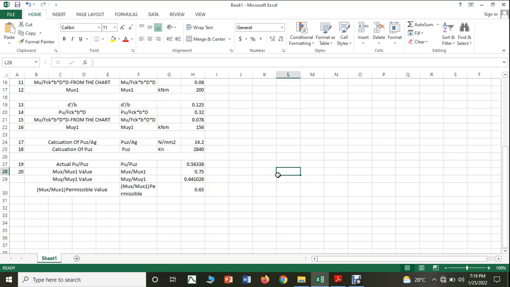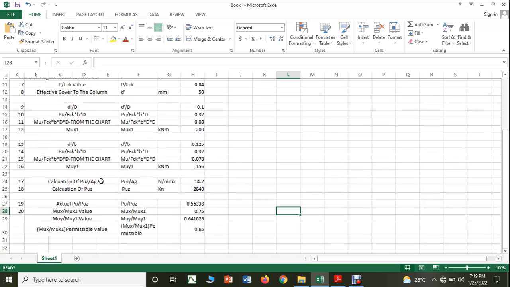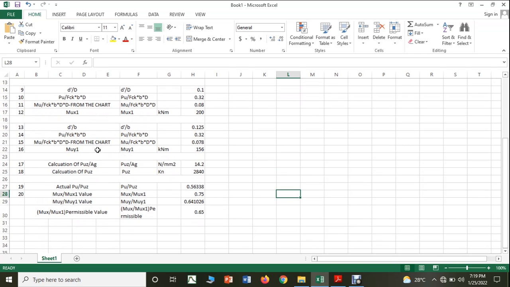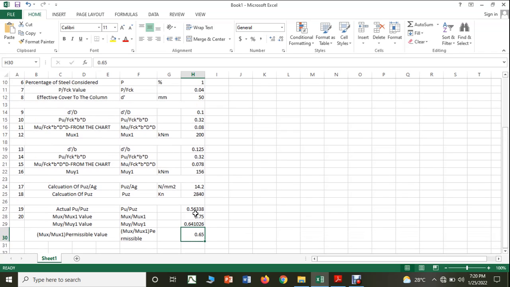This value of 0.65 that you got should be greater than the value of MUX by MUX1 that you calculated here, which is 0.75, but this permissible value is 0.65. So MUX by MUX1 should not be greater than the permissible value. That means the percentage of steel that I have assumed is not sufficient, so you have to change the percentage of steel and do the process again.